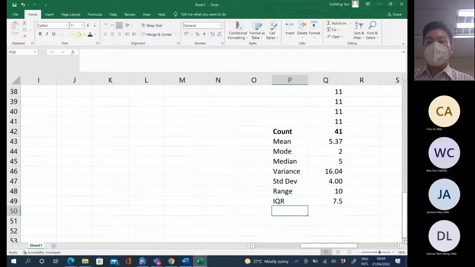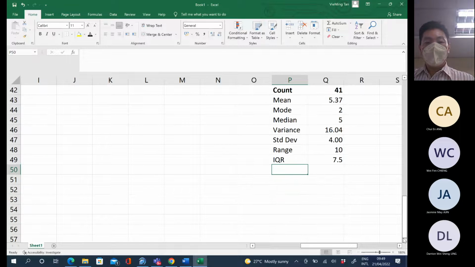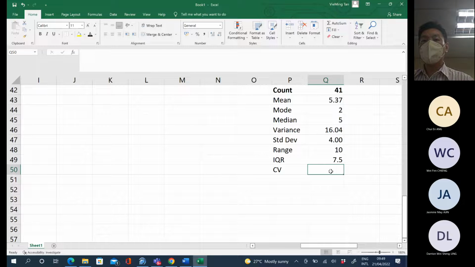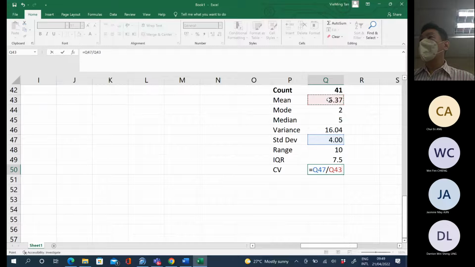Okay, next measurement will be the CV. All right, CV, I use CV and coefficient of variation. Okay, so what is the formula to calculate the CV value? You have to use the formula of standard deviation divided by mean. So formula is standard deviation divided by the mean value, this one.